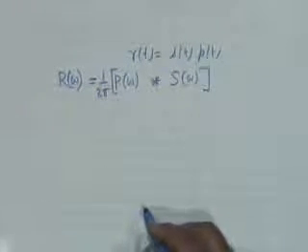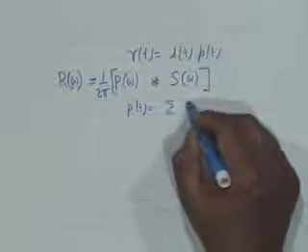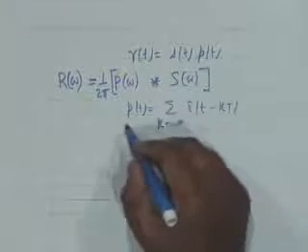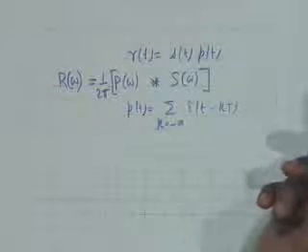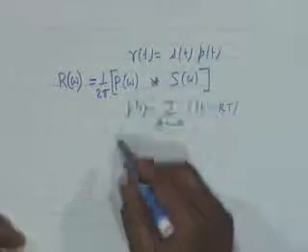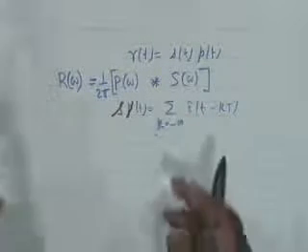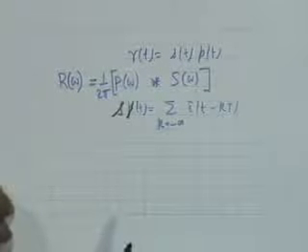All right. Now, P of t is equal to delta t minus kT, k equals minus infinity. I again made a mistake. This is S of t. S of t. I should make a correction here also. This is S of t. Okay? I'm sorry for the mistake. All right.